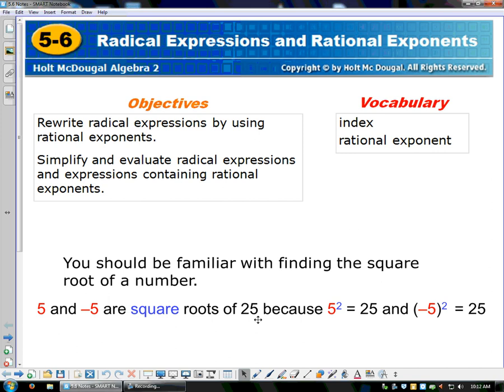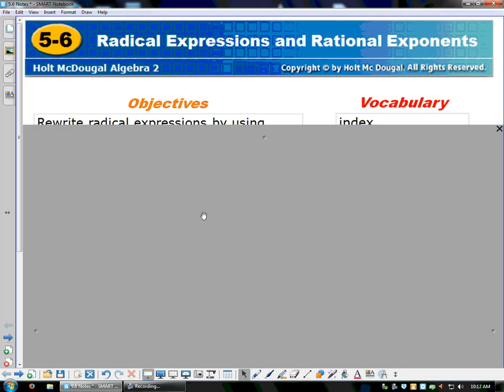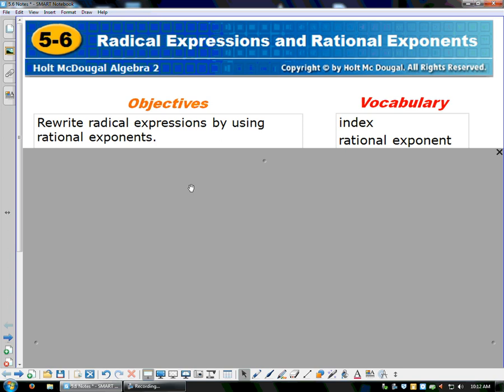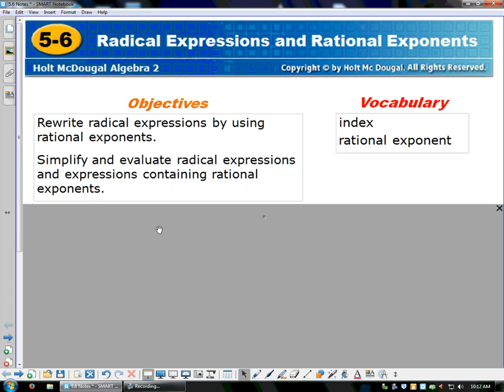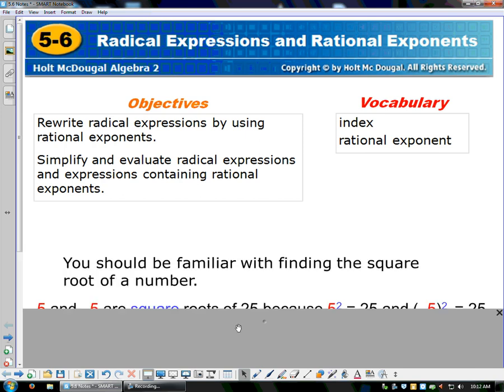We are looking at section 5.6, which is on radical expressions and rational exponents. The objectives for this lesson are to rewrite radical expressions by using rational exponents and to simplify and evaluate radical expressions and expressions containing rational exponents. New words for you today might include index and rational exponent.